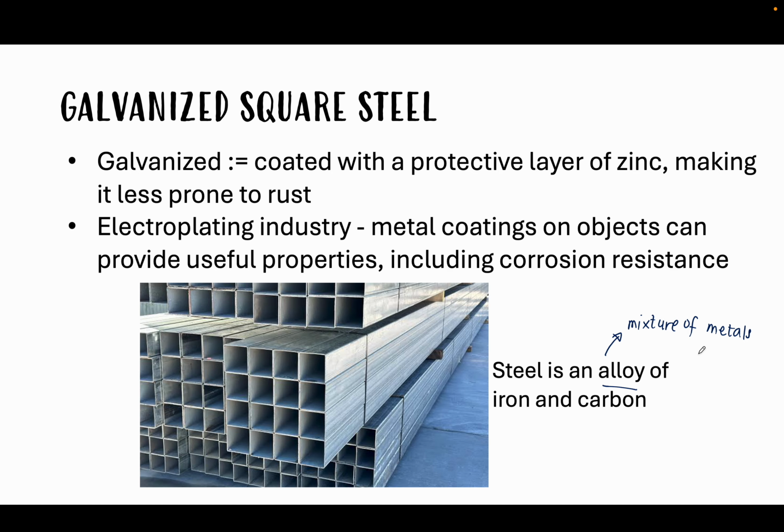So the reason why alloys are made, or alloying is being done, is to improve the properties, or it could be to improve the quality of different materials, especially metals. Steel is an alloy of iron and carbon. And when we say galvanized steel, that alloy is coated with a protective layer of zinc. So that is the very basic example where we can find galvanization. Okay.